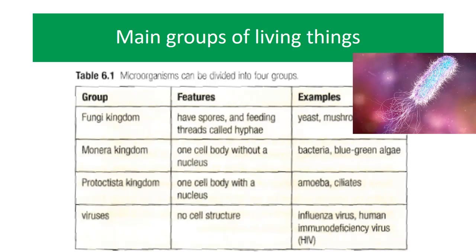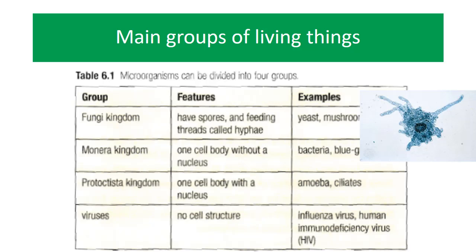The next one is the Monera kingdom. Monera, guys, are mostly one-celled without a nucleus in the body. It means they are mostly bacteria. And here the same but with a nucleus, the protoctist or protists kingdom. Here are amoeba, ciliates, paramecium, and so on. These ones have only the difference that one of them has the nucleus, another one doesn't have the nucleus.